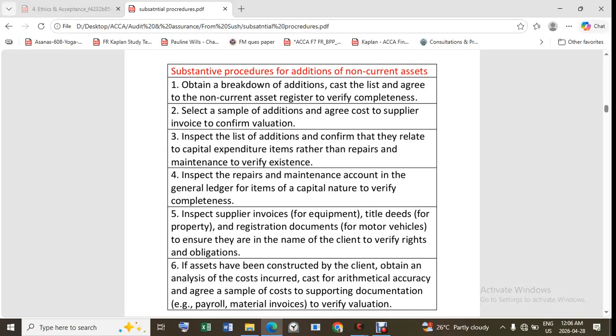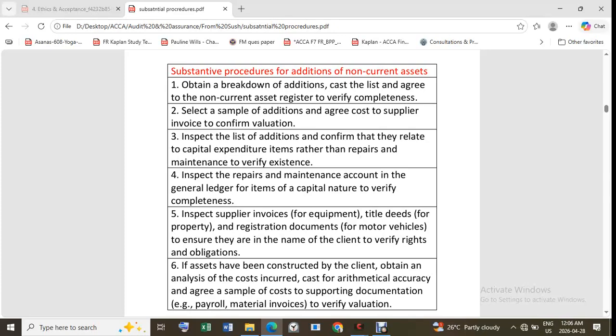So when there is a question relating to non-current asset, substantive procedure for addition of non-current asset, then we have to remember the assertions. The common thing is assertions, that is existence, whether that addition is existing or not, and then whether it is complete or not, whether we have completely recorded all the additions or not. Now, whether we have allocated it properly or not.